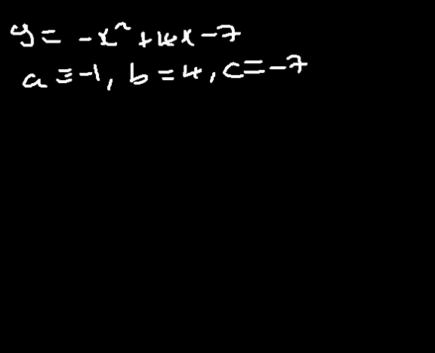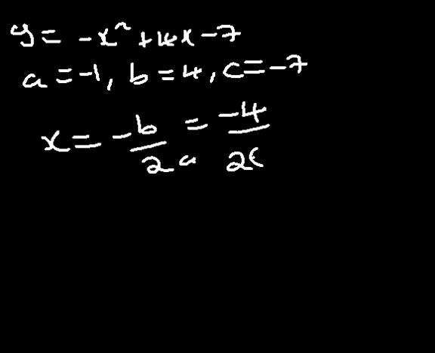Since the value of a is negative, the graph concaves downwards, and we're going to have the maximum value in that way. So what is the equation of the line of symmetry? That is the x-coordinate at the turning point. We'll have it as negative b over 2a, so negative 4 over 2 times negative 1, which is positive 2. So the line of symmetry is given as x is equal to positive 2. We are done there.